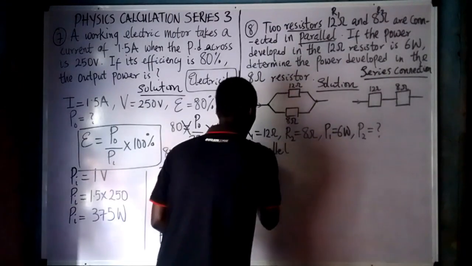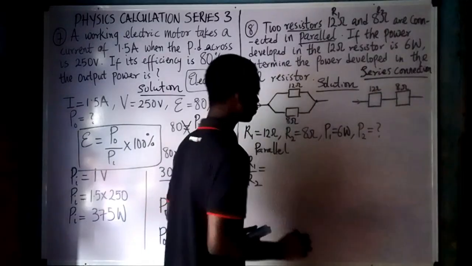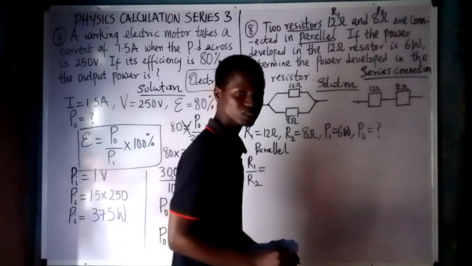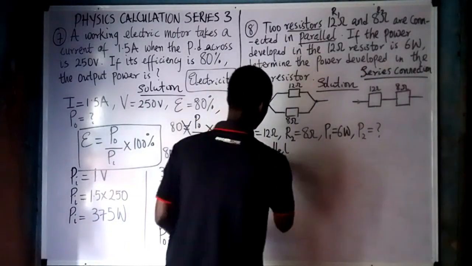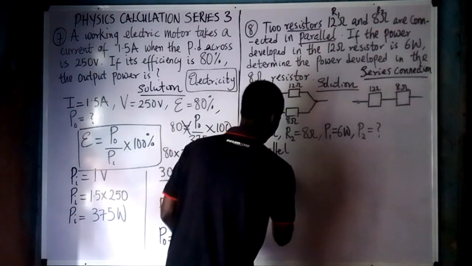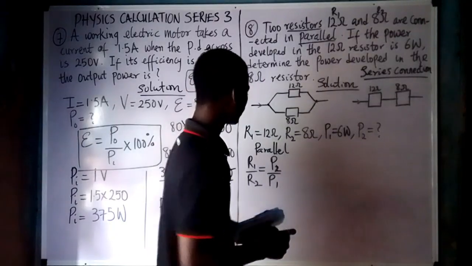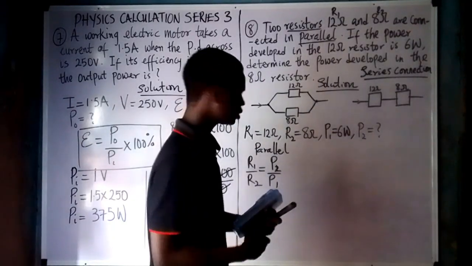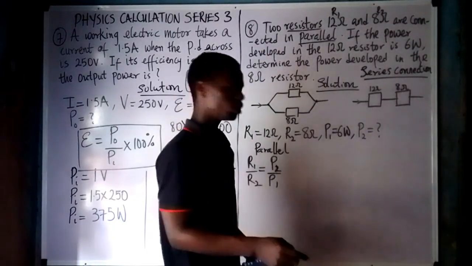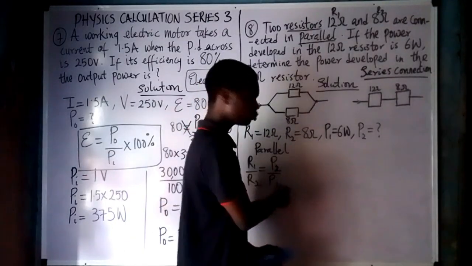R1 over R2 equals, when we are trying to get our power, is it not, P1 or P2 over P1. This is the formula we make use of: the power developed in the first resistor over the power developed in the second resistor.